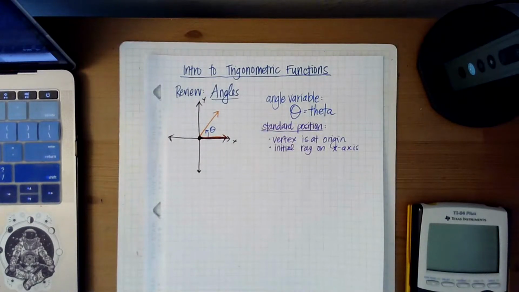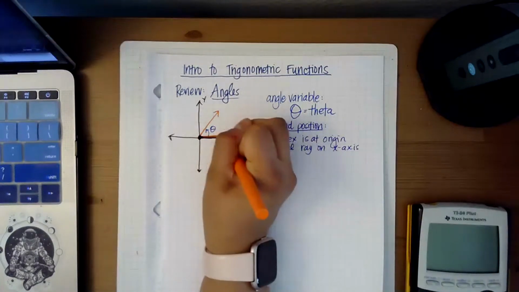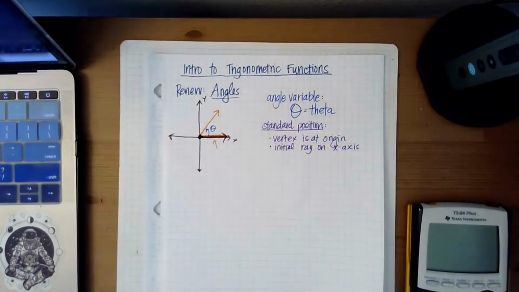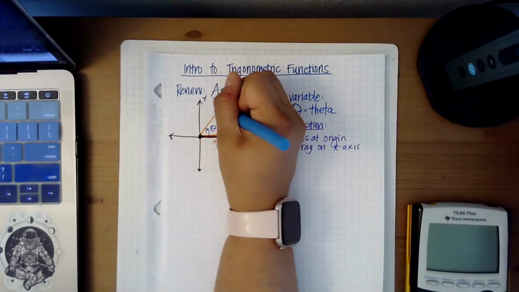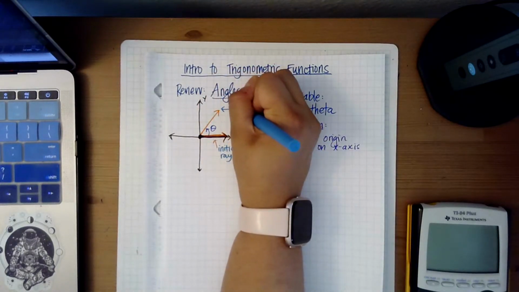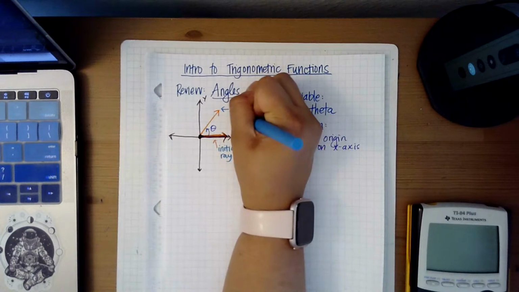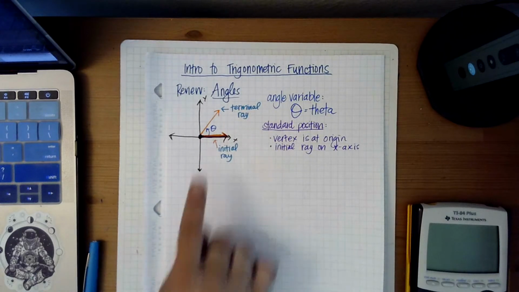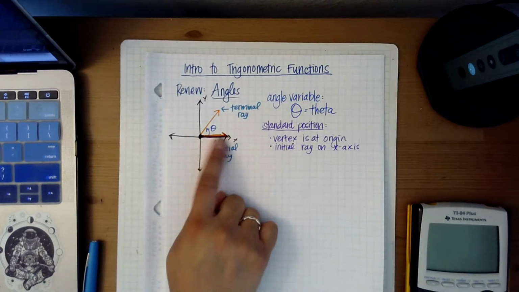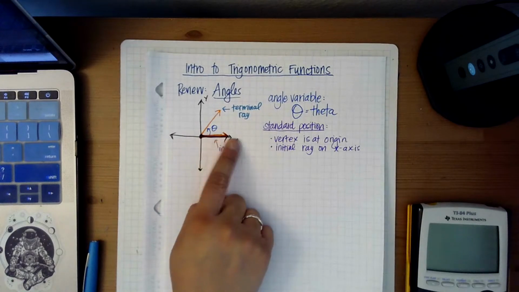Let me do them in orange. That way it's a little bit more distinct. So this initial ray right here is laying on the x-axis. So that's called the initial ray. And this ray right here is called the terminal ray. Okay. So an angle is in standard position if it has its vertex on the origin and the initial ray is lying on the positive x-axis.